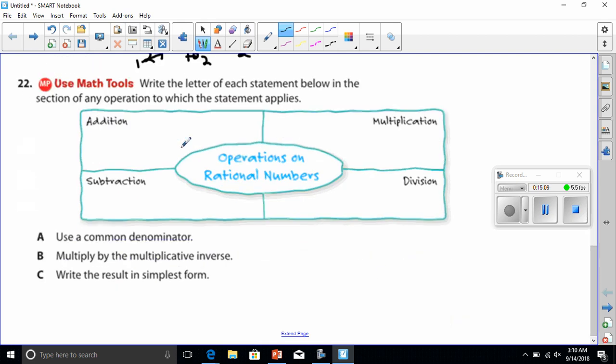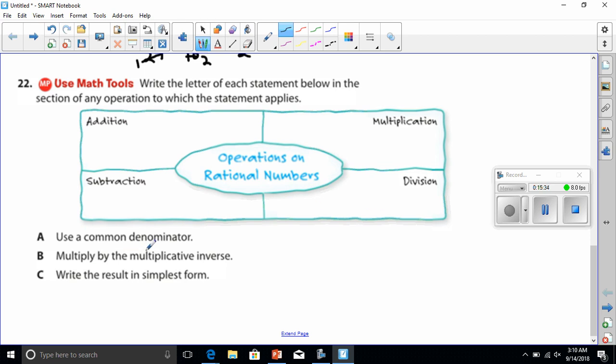Number 22 is for you to do, so I'm not going to work it. I think it's pretty easy. I'm going to explain it even though I won't be working it. It says write the letter of each statement below in the section of any operation to which the statement applies. Well, when you use a common denominator, okay, where would you put A? In addition, multiplication, subtraction, or division.